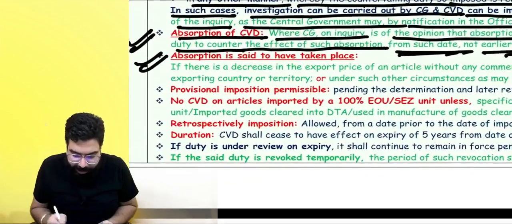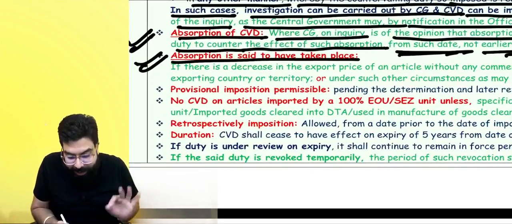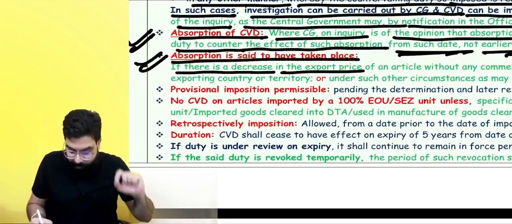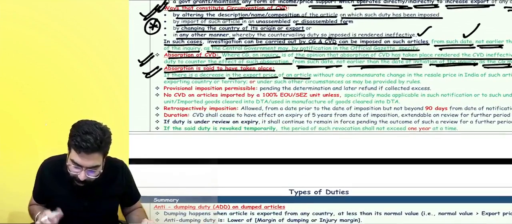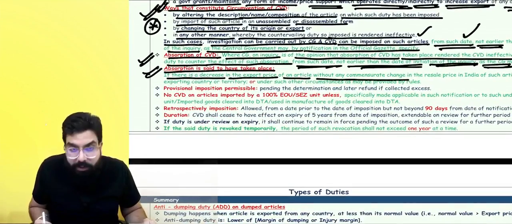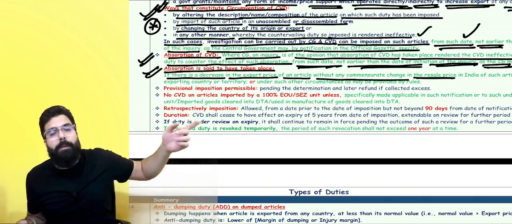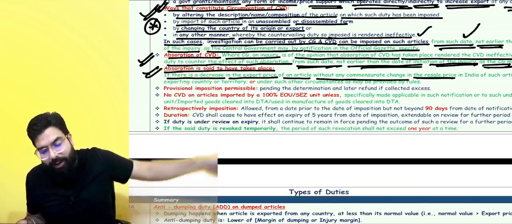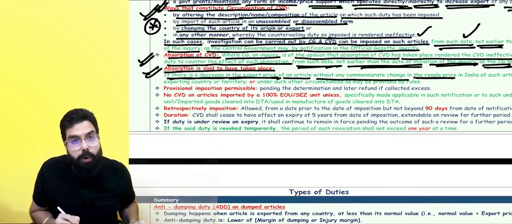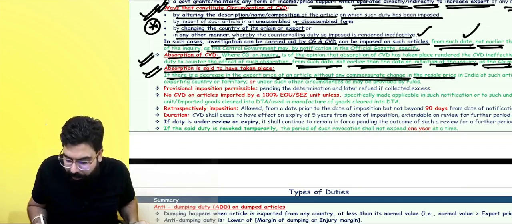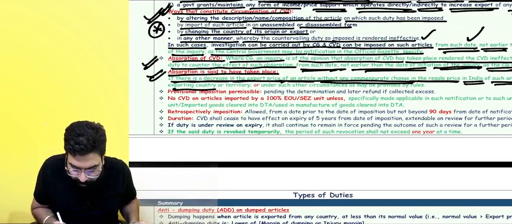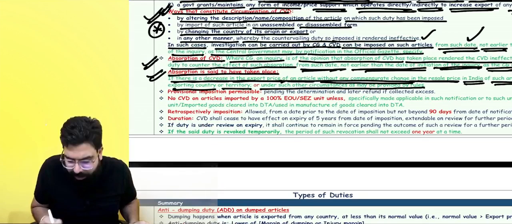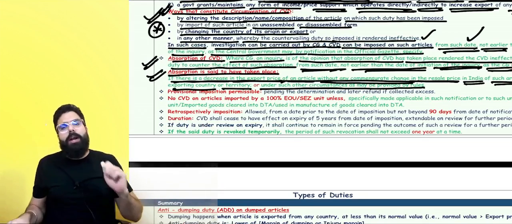They are saying absorption is said to have taken place if there is a decrease in the export price of an article without any commensurate change in the resale price. Means he was exporting at 80 rupees earlier. Now he made the export price 60. When he has made the export price 60, the government says there is a decrease in the export price of an article without any commensurate change in the resale price in India of such article imported from the exporting country or territory, or under such other circumstances as may be provided in the rules.